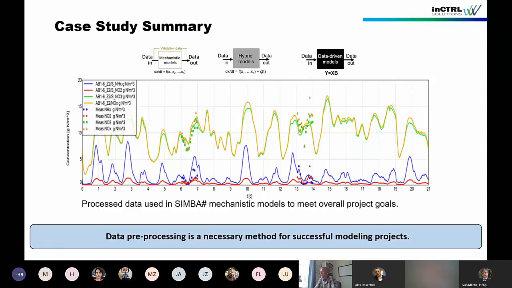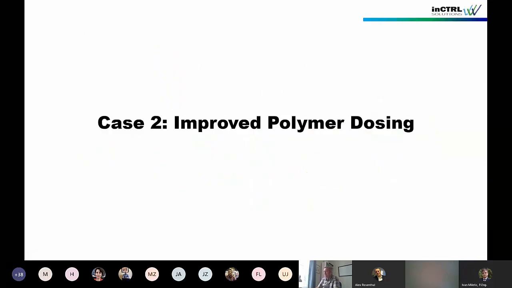So that combination of data-driven models for pre-processing in this case, and then feeding that into mechanistic models using other data sets to validate the model is extremely helpful. And we use these combinations all the time now, right? So that became a standard procedure for us. Okay, back to you, Ivan.